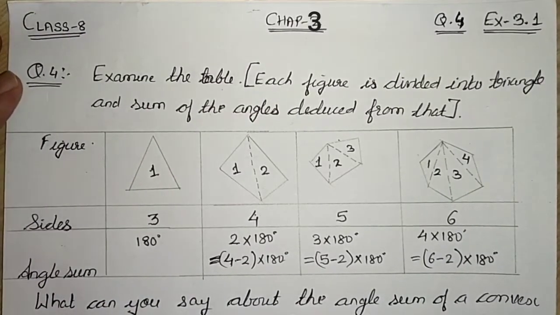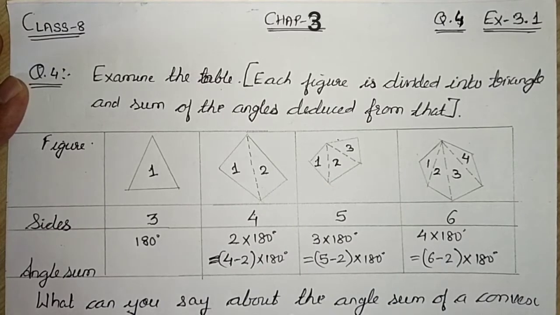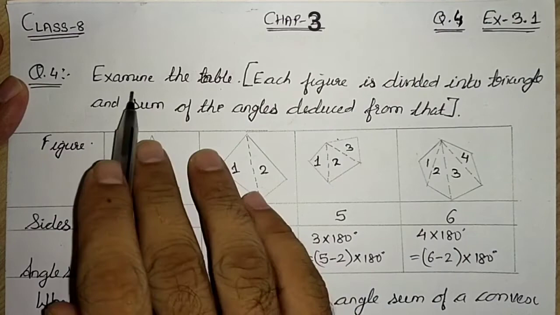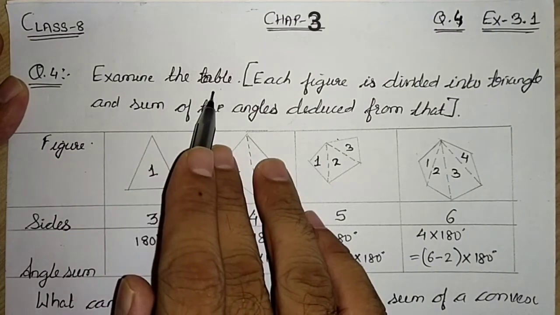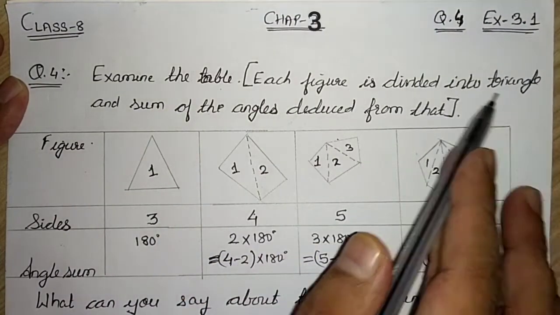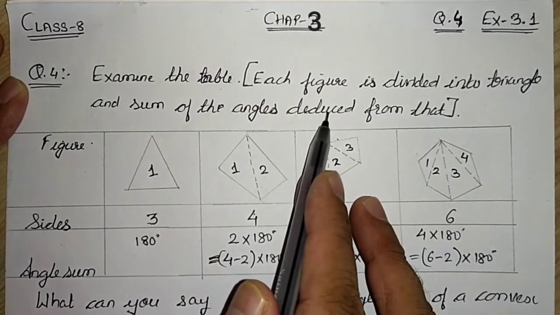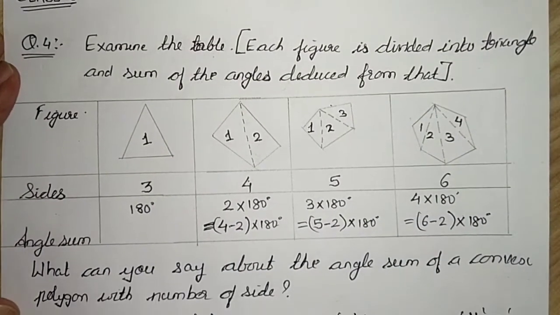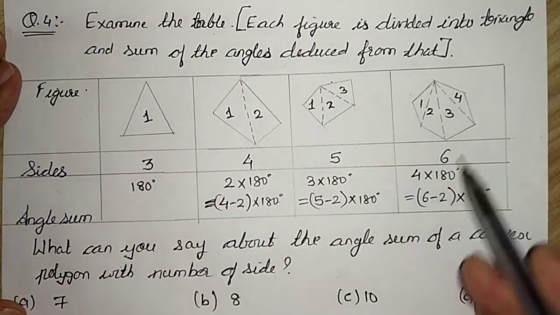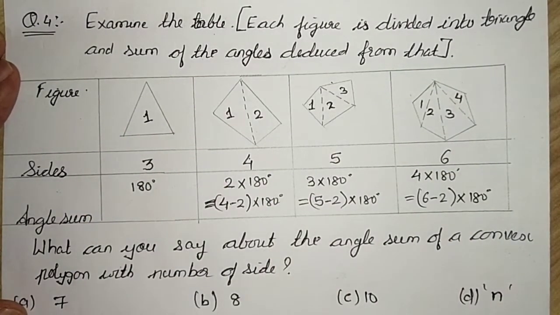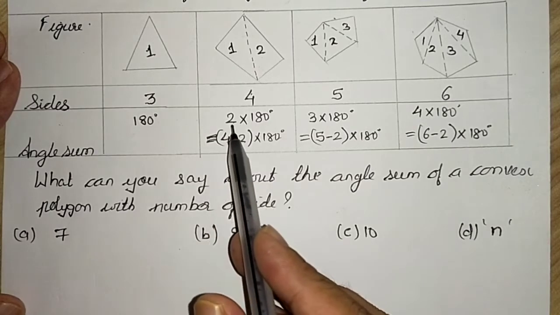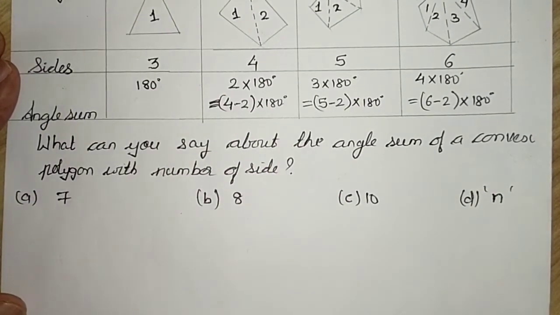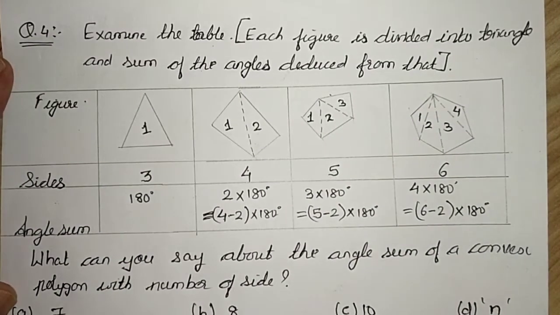Welcome back. Today we are going to solve question number 4 of chapter 2, Understanding Quadrilaterals. Question number 4 says, examine the table. Each figure is divided into triangles and the sum of the angles deduced from that. That means they are telling us to study this table, and then from this table you have to find this question. And they have given us some hint also.